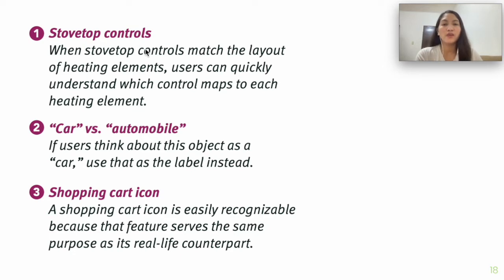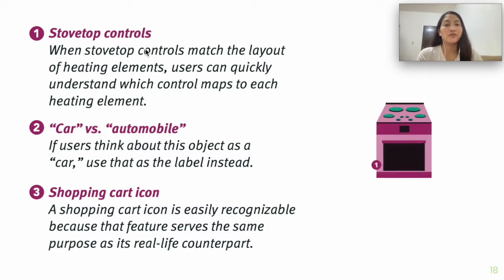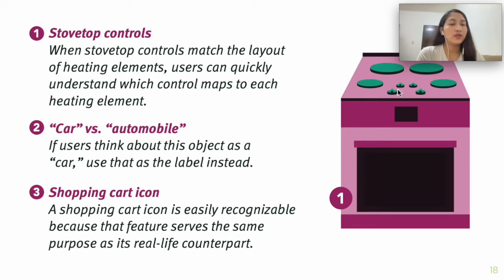So, another example, we have the stovetop controls. So, sa stovetop controls naman, yung controls, it should match the heating elements or the layout of the heating elements. So, in this example, if you want to turn on this heating element, you just have to turn this knob and the other knobs respective of the position or the layout of the heating elements. So again, there should be a match between the system and the real world.